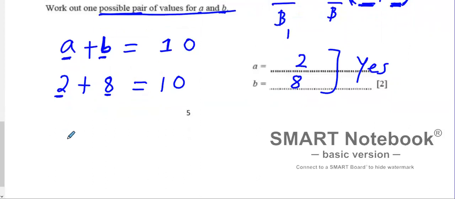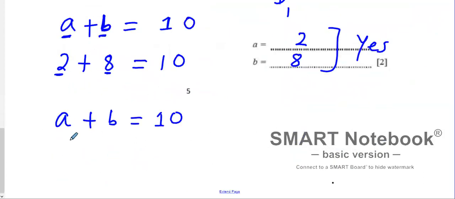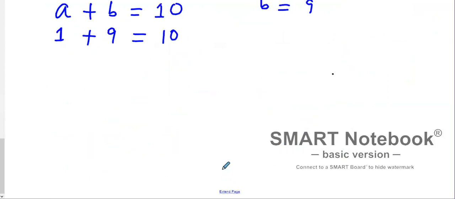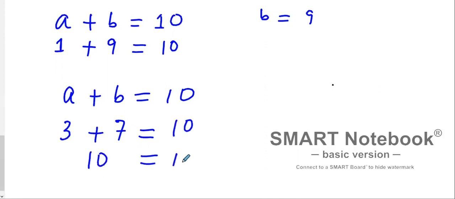Let us proceed. A plus B should be equal to 10. And remember, A and B must be whole numbers, no decimals, according to this question. Now, I can say A can be 1 and B can be 9. Can this work? Yes, the sum is 10. See that? So A can be 1, B can be 9. How about other possibilities? How about A is 3, B is 7? 3 plus 7 is 10. Yes, they give us 10.